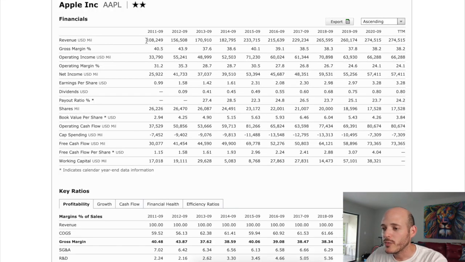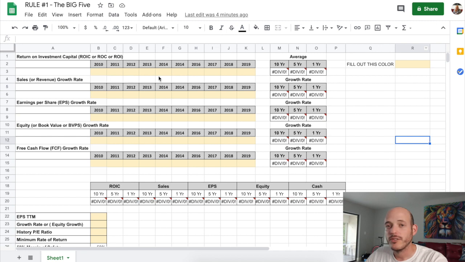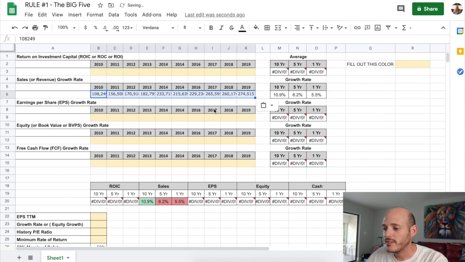Once you get this window, all you simply need to do is highlight the revenues. We're going to highlight all the revenues for the years and then go into the spreadsheet. Again, you can download this spreadsheet in the link in the description below, as well as my free ebook. And in the spreadsheet, you're going to go to sales, and we're going to copy and paste that under sales.